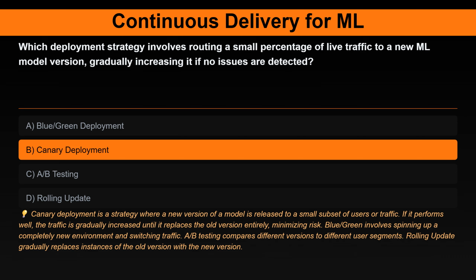The correct answer is canary deployment. Here's the explanation. Canary deployment is a strategy where a new version of a model is released to a small subset of users or traffic. If it performs well, the traffic is gradually increased until it replaces the old version entirely, minimizing risk. Blue/green involves spinning up a completely new environment and switching traffic. A/B testing compares different versions to different user segments. Rolling update gradually replaces instances of the old version with the new version.